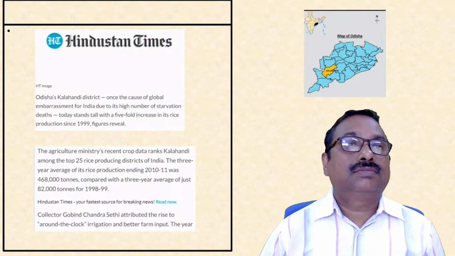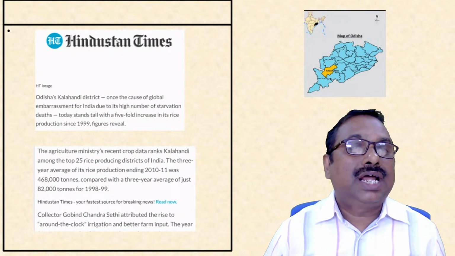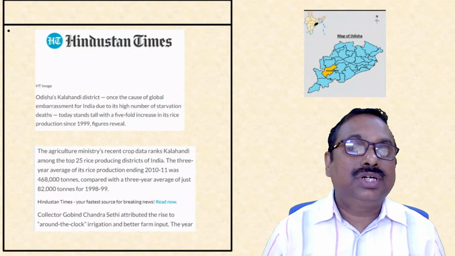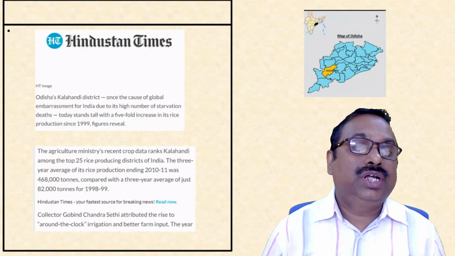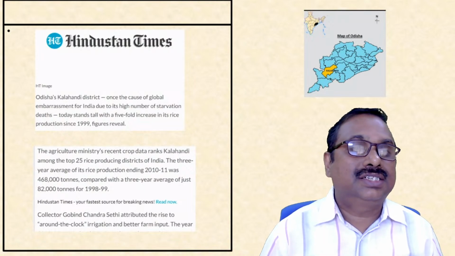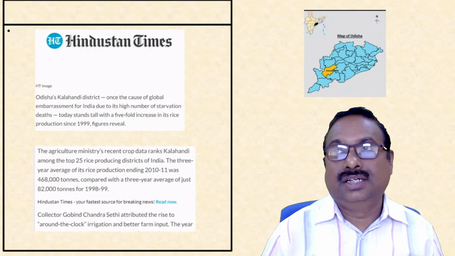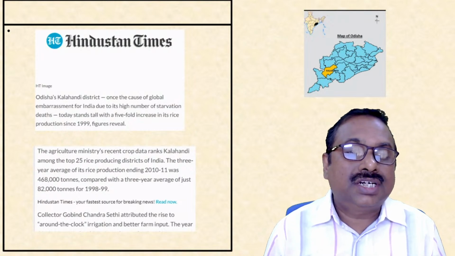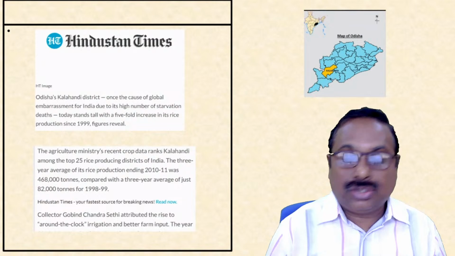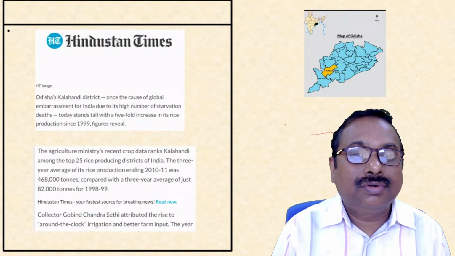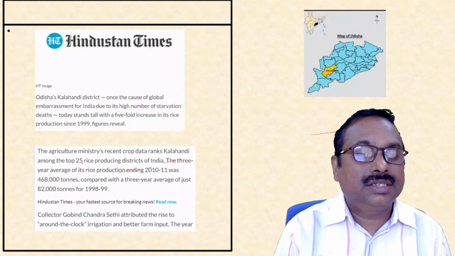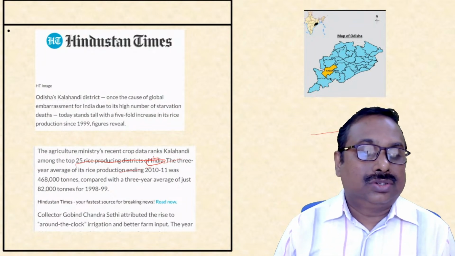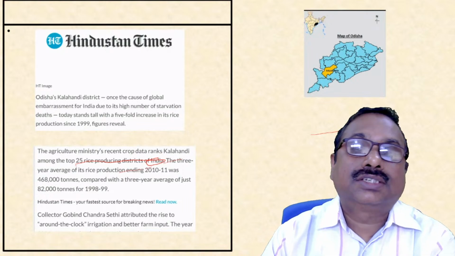Here we have taken a news item. Odisha's Kalahandi district once caused global embarrassment for India due to its high number of starvation deaths. Today it stands tall with a 5-fold increase in its rice production since 1999, when this hydroelectric plant was set up. The Agriculture Ministry's recent crop data ranks Kalahandi among the top 25 producing districts of India, right? So this is the importance.